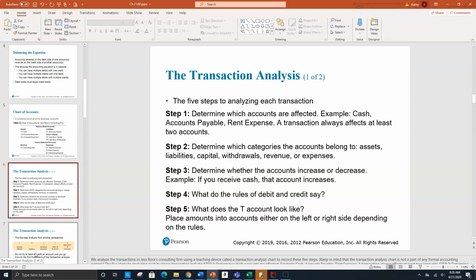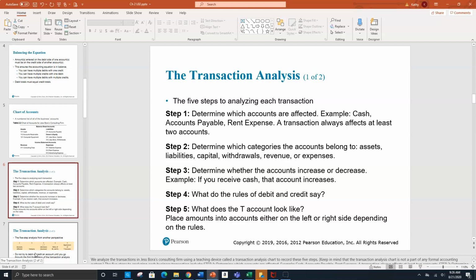Step 2 is determine which category the accounts belong to. Are they an asset, a liability, capital, withdrawal, revenue, or expense? Step 3, determine if the accounts increase or decrease. So if you receive cash, it's an asset, and the rule for assets is you debit it to increase it. So determine which account increases.